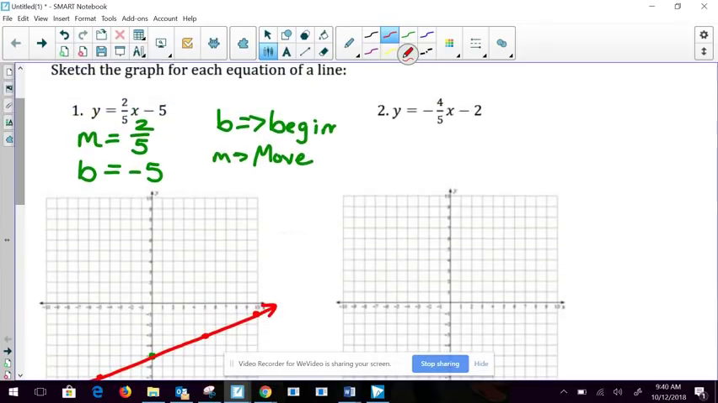Let's look at our next one. Why don't you hit pause, try to graph it on your own first, and then come back and look at the work that I do. So hit pause now.